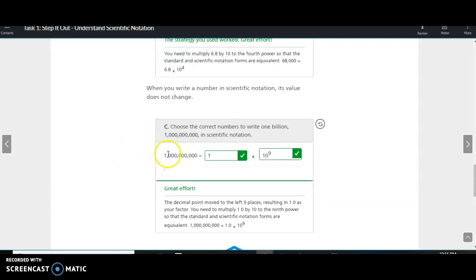Taking a large number, multiplying a single whole digit number between 1 and 10 by 10 to the power of how many digits are in the standard number. I hope that makes sense. Let's practice.